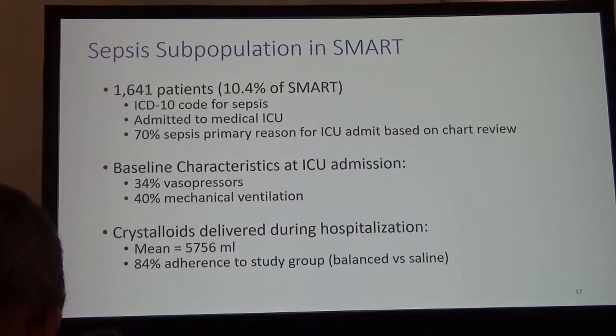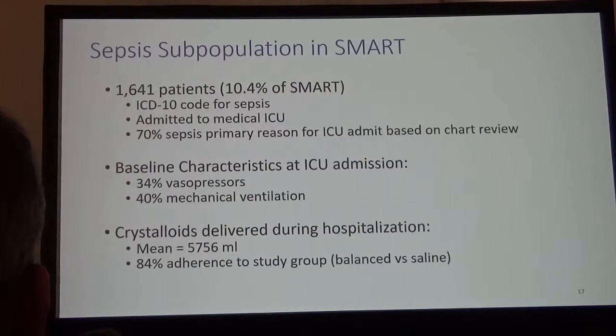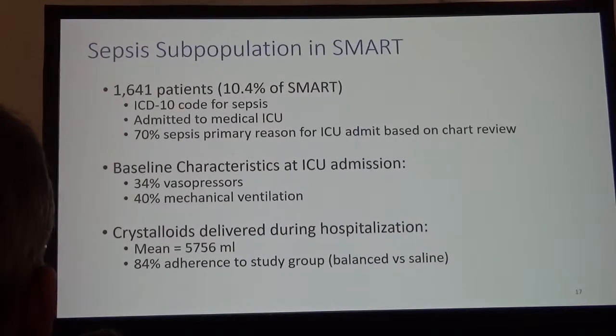So looking specifically now at the septic patients in these trials, there are about 1,600 patients, which represented 10% of the cohort. We identified our sepsis patients initially based on ICD-10 and did reviews of all the charts, and 70% of these patients had a primary reason for ICU admission of sepsis. So it was a sick population. 34% at baseline at the time of ICU admission were on vasopressors, 40% on mechanical ventilation. And they received a lot of fluid. The mean fluid volume was about 6 liters over their hospitalization.